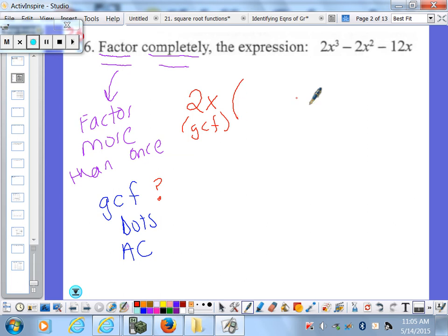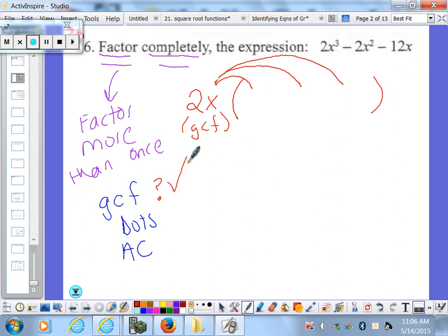Okay, so I'm going to set up my parentheses and make sure that now you are thinking of backwards distributing, and ask yourself, 2x times what will give me back my first term, 2x squared? 2x times what next would give me back negative 2x squared? And 2x times what value or what term would give me negative 12x?